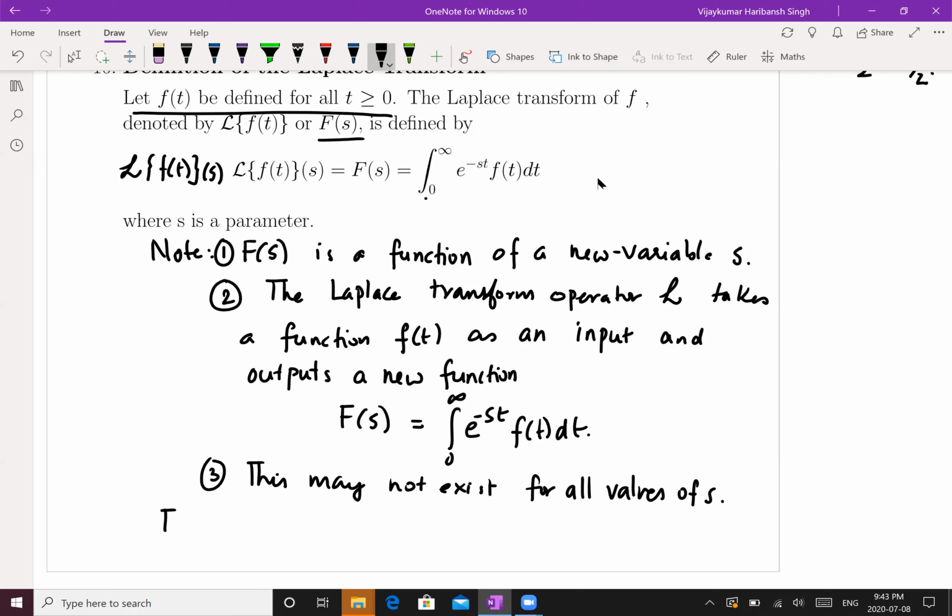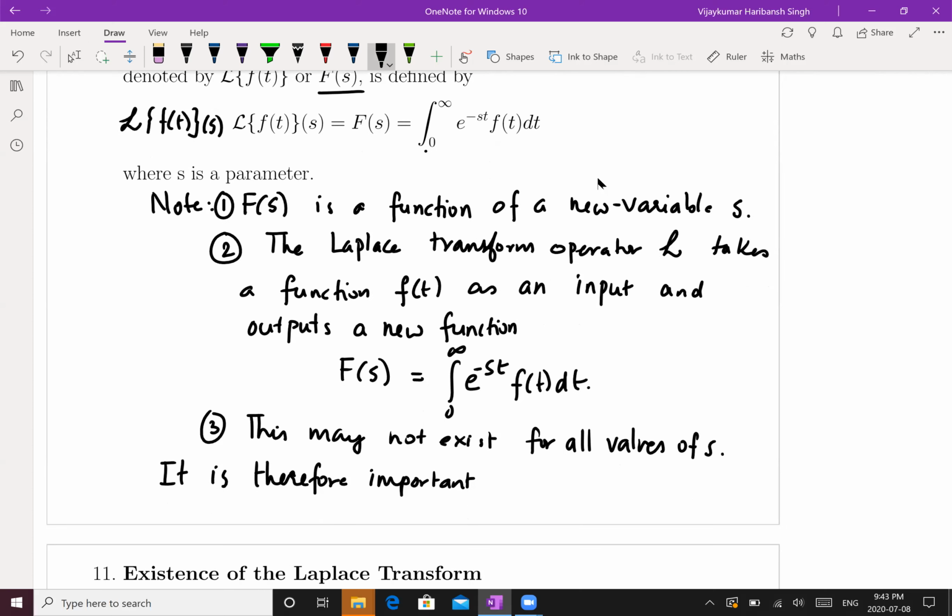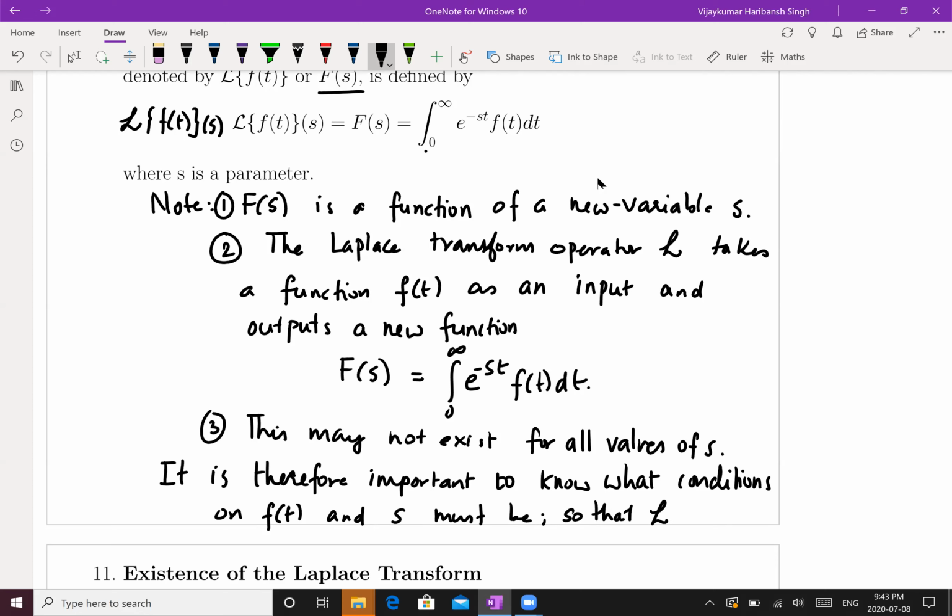So it is therefore important to ask what conditions must be on f of t and s so that L of f of t exists. So, existence of the Laplace transform.